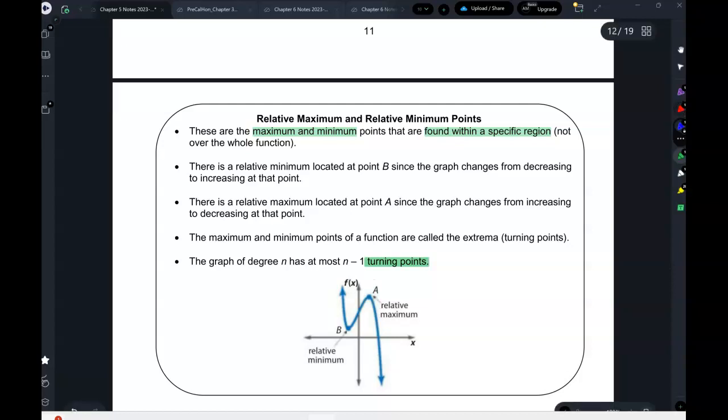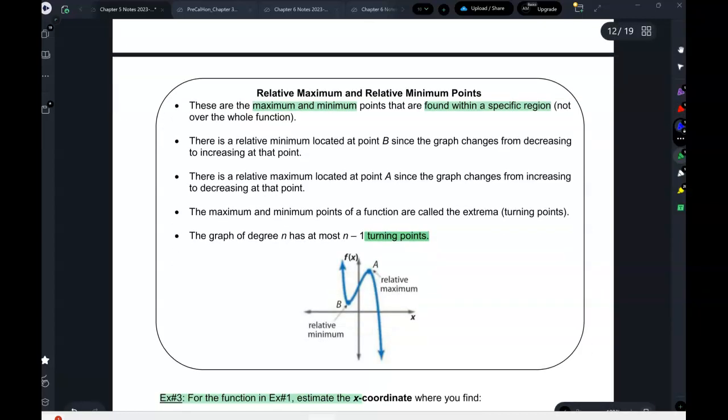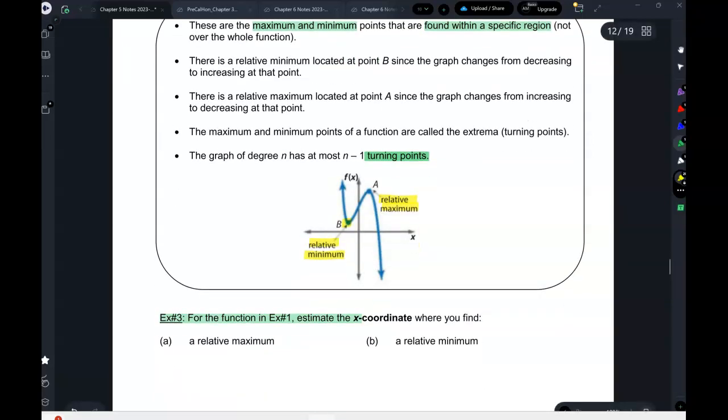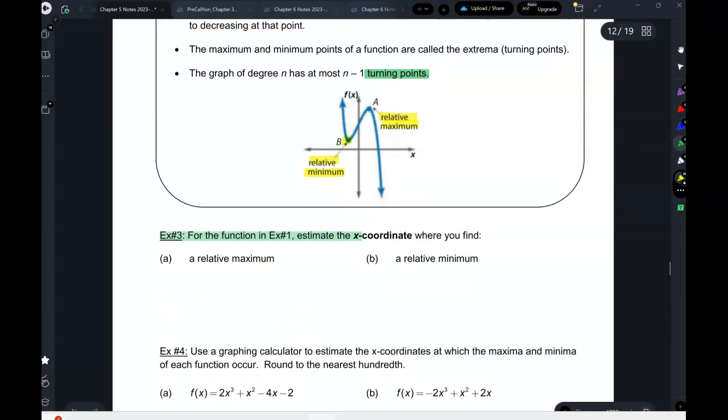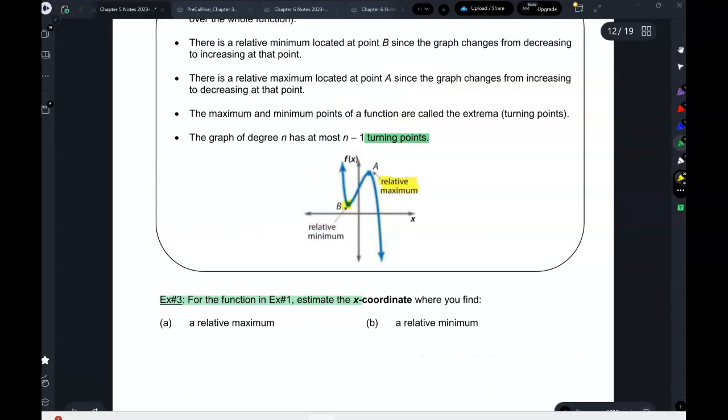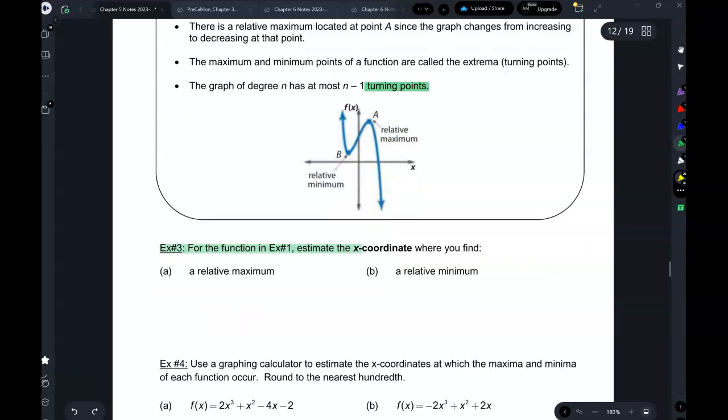Okay, so a relative maximum looks like a peak on a mountain, and it happens when the graph changes from going up to going down. Okay, so that right there is a relative maximum. And this right here is a relative minimum. It looks like a valley. Okay? Questions? Okay, so when we talk about maximum or minimum, we only give the x values. So why don't we go ahead and take care of that now?